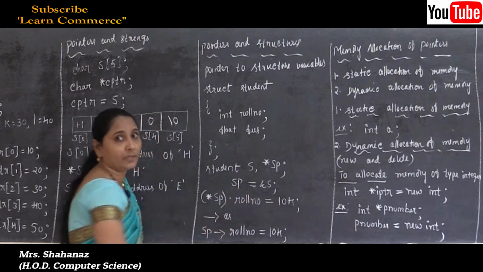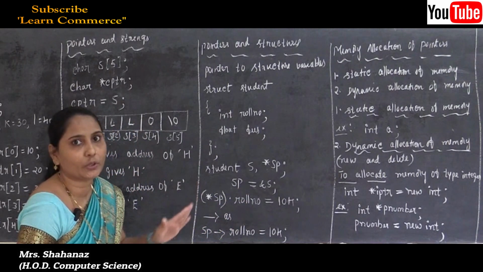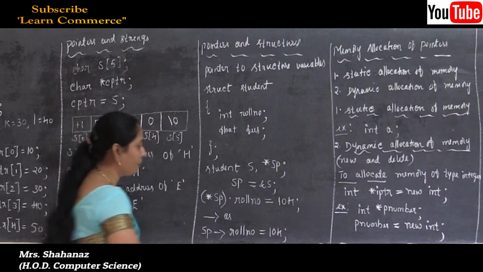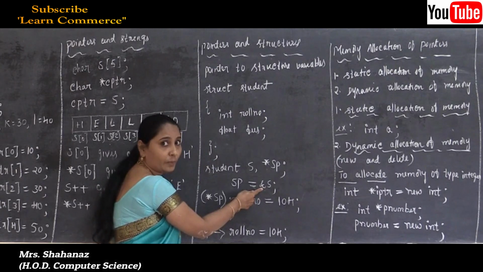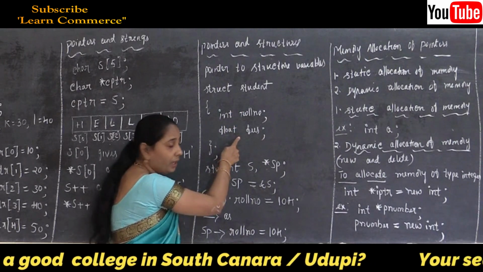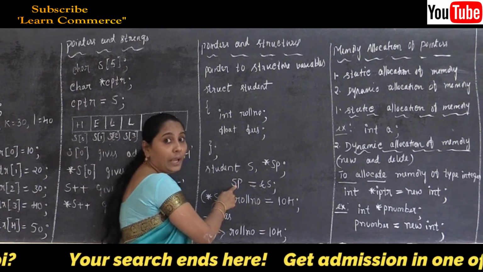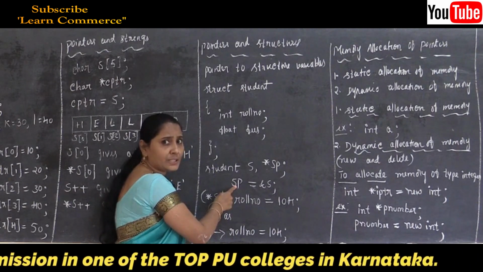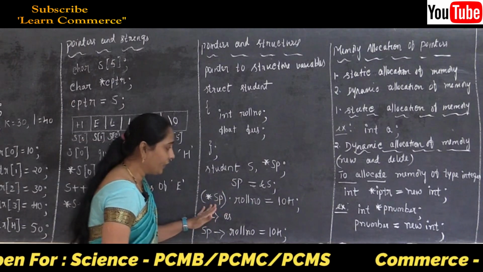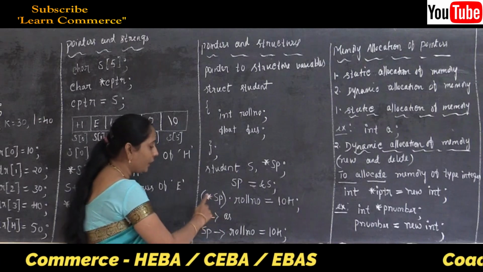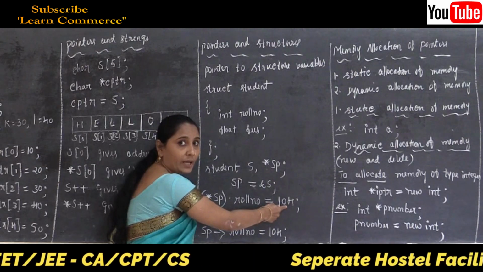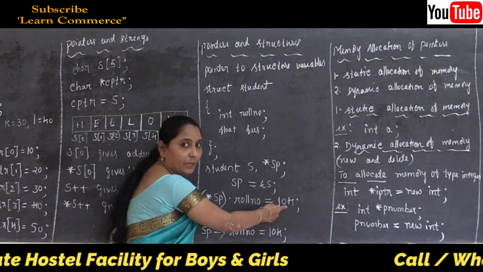I used the ampersand. Why? Because if it were a string I would not use the ampersand, but here it is a pointer and structure explanation, one simple program. Whatever is in S, that is the student S containing the roll number and fees, such information is assigned to SP. That means SP also contains the roll number and fees. Now I want to assign values, so I use the pointer SP dot roll number is equal to 104. Any number we can use in the roll number.